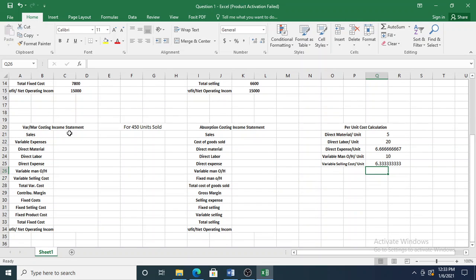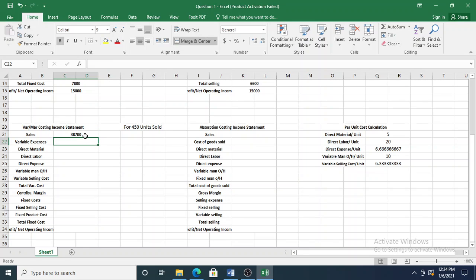So let's go and try and calculate the variable costing for 450 units. Again, sales is 450 units times $86, which gives us 38,700.